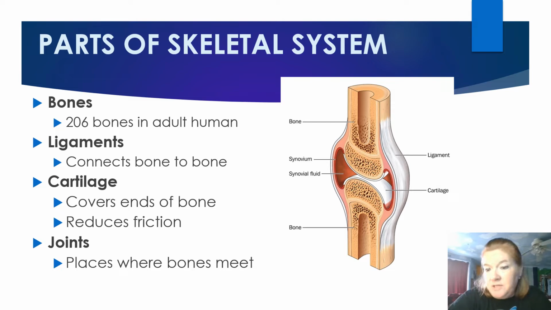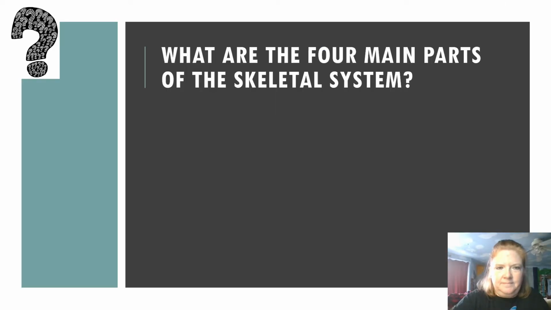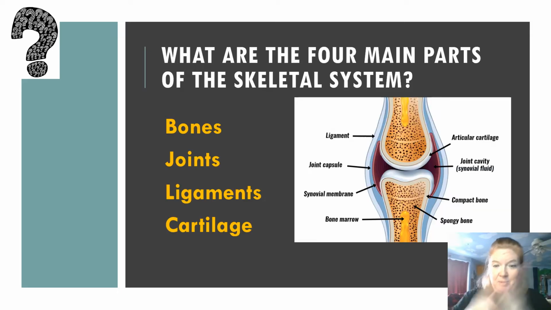And the skeletal system also includes joints, and those are places where our bones meet. We have lots of those. So what are the four main parts of the skeletal system? Do you remember? Think. Bones, joints, ligaments, and cartilage.